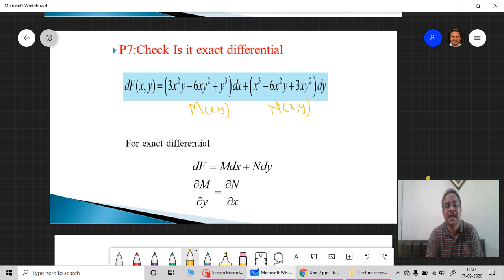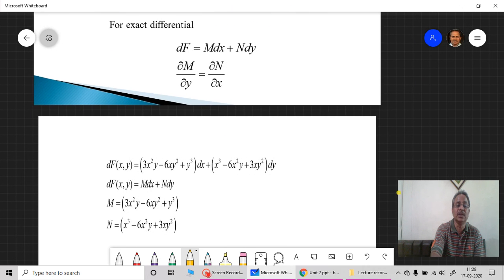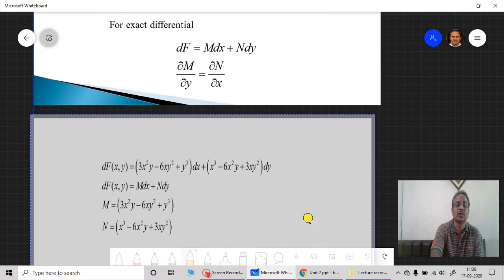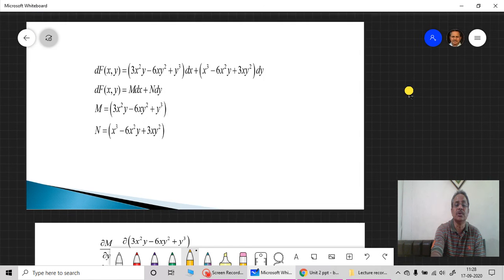For an exact differential, we have to write the differential equation in the form df is equal to m dx plus n dy. Now differentiate the m part with respect to y, differentiate the n function with respect to x, and show whether they are equal or not. If they are equal, then such a differential is said to be an exact differential. Now let's go for the actual solution.